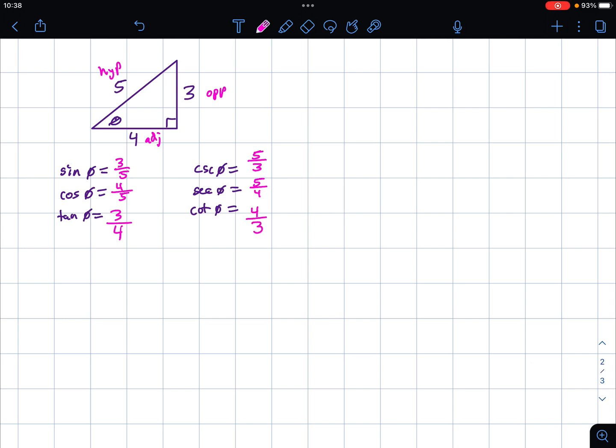Cotangent, you guessed it, is 4/3. It is the adjacent over the opposite. So that's how our reciprocal trig functions come into play. Relatively straightforward, just kind of have to remember what they are, but otherwise not too bad.